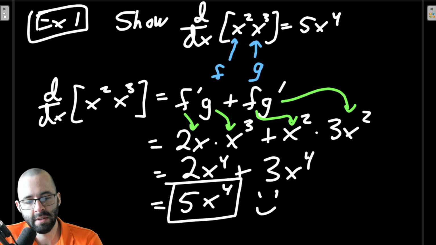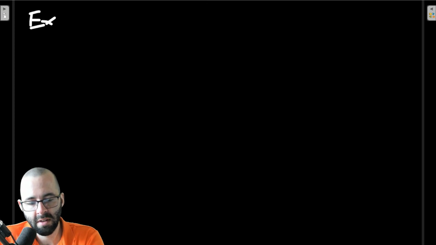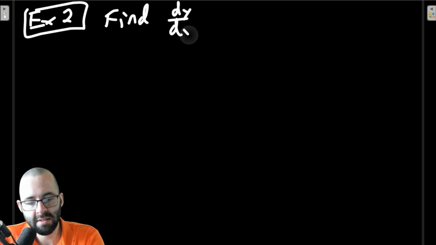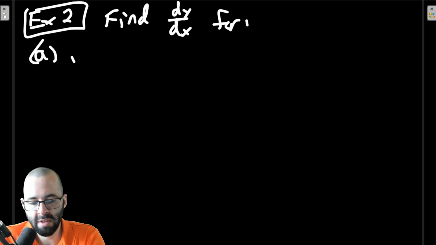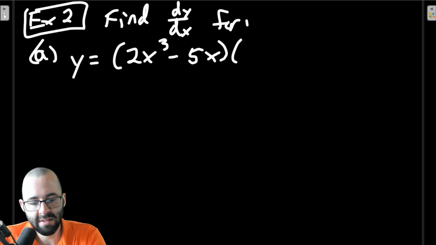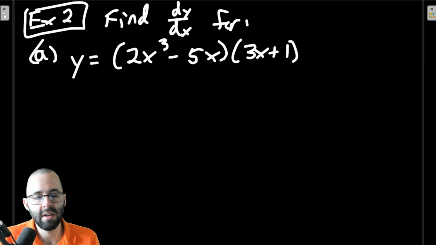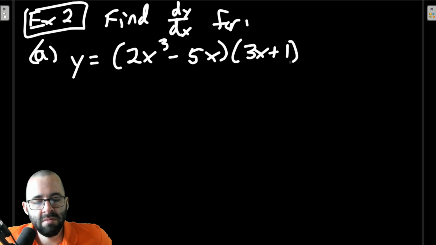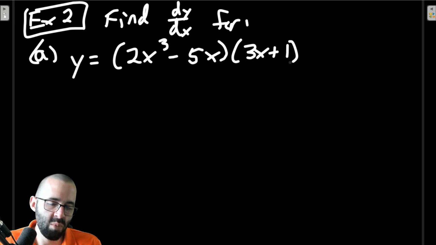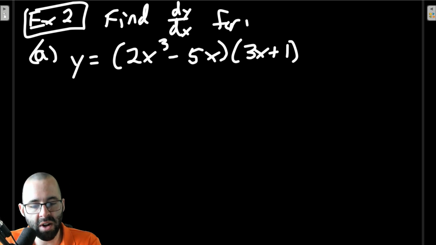That's the product rule. Let's use it some more. Example 2. Find dy dx, or y prime, for the following. Part A. y equals 2x cubed minus 5x times 3x plus 1. One way, before this chapter, you could just FOIL this out, simplify, collect like terms. We're going to use the product rule just for practice.